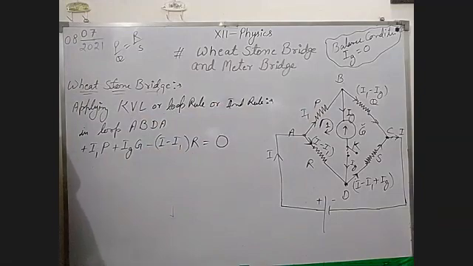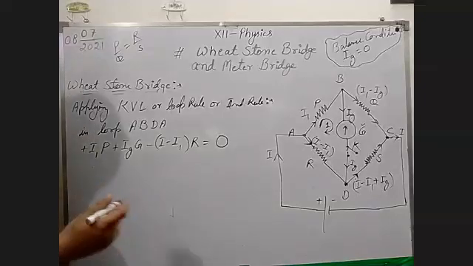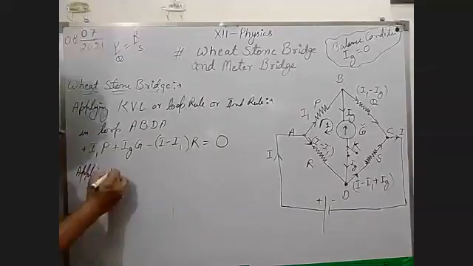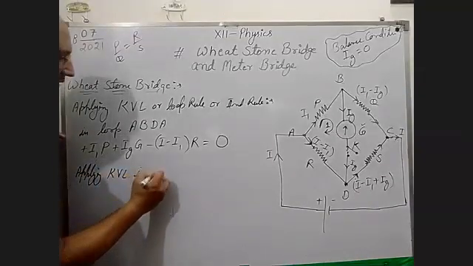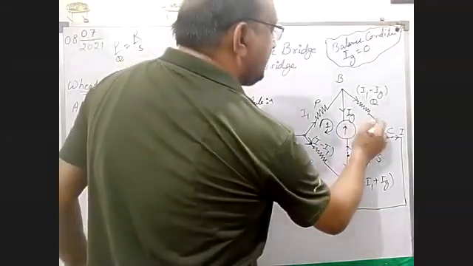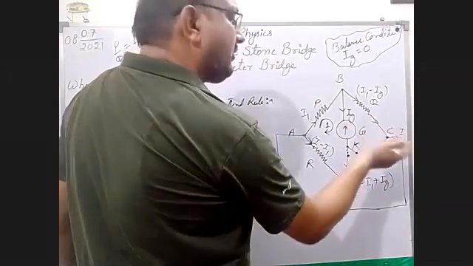Now the next thing is the next loop. Again, applying KVL in this loop, you can take clockwise or anticlockwise.